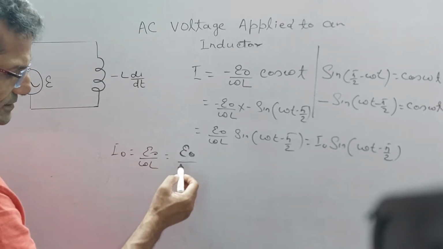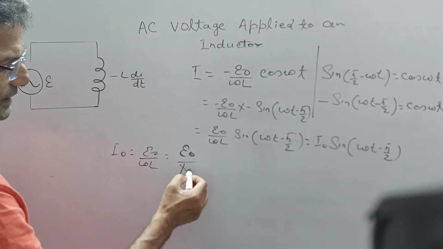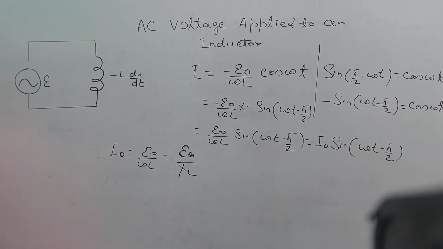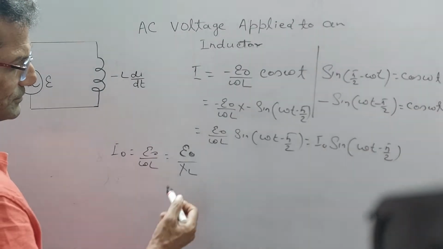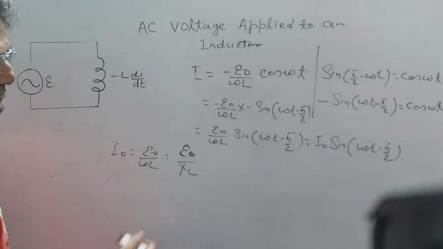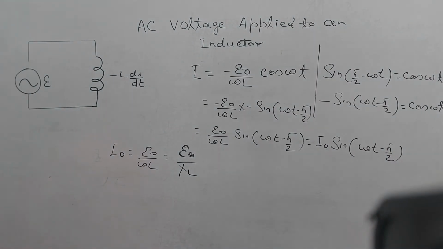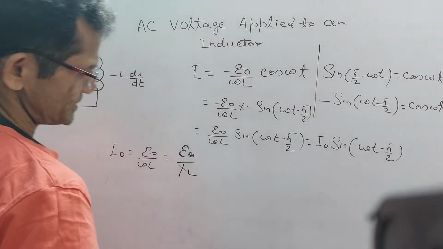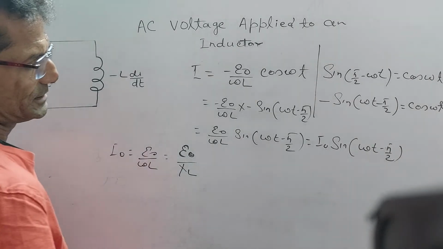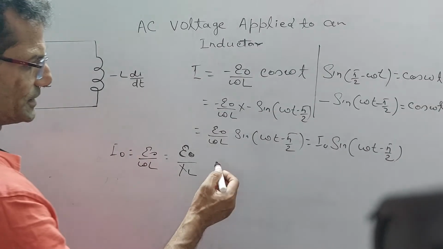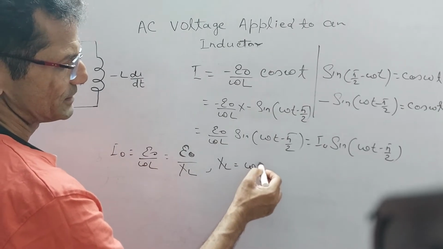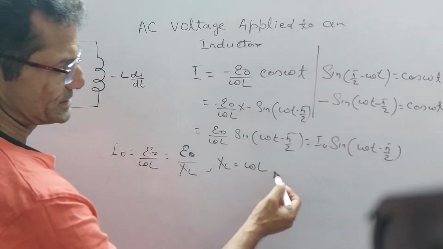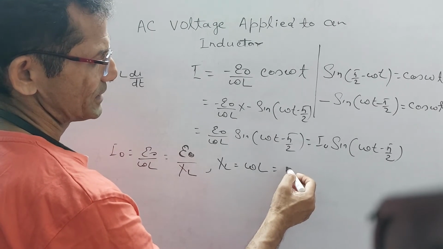Inductive reactance is generally represented as XL. XL has the same dimension as ohms. So XL has the same property of opposing the change of current in this circuit, as resistance opposes the change of current in a circuit which contains only resistance. So which value is this? Omega is the angular frequency, L is the inductance, and omega L is known as the inductive reactance.